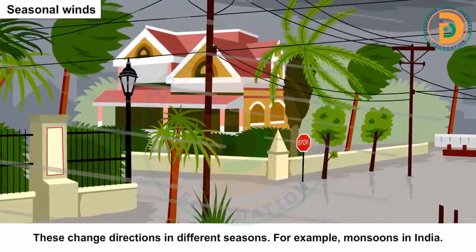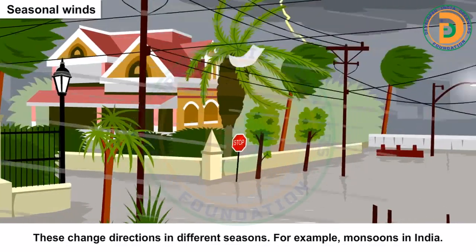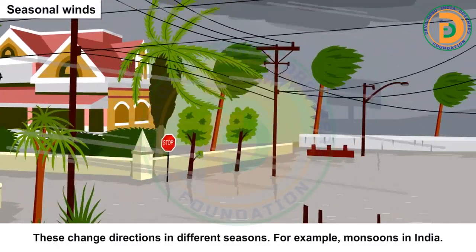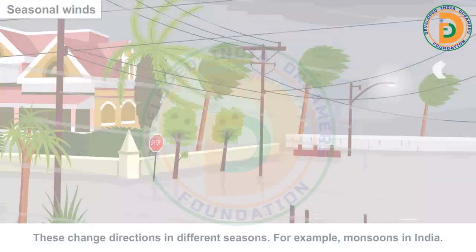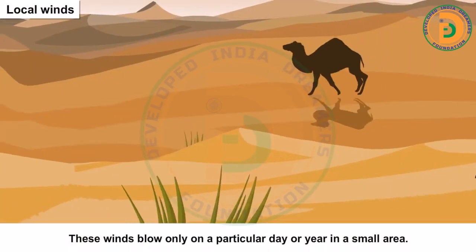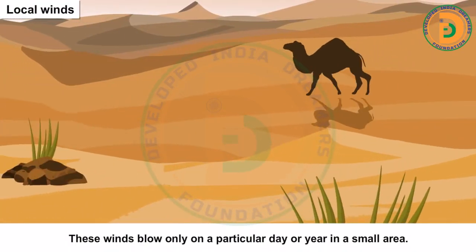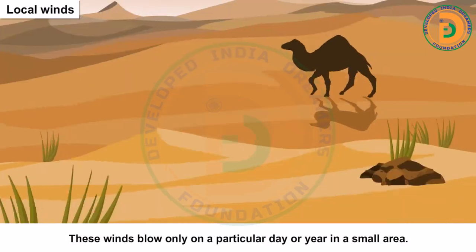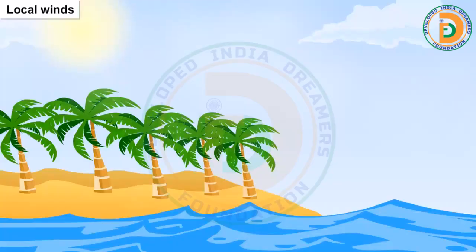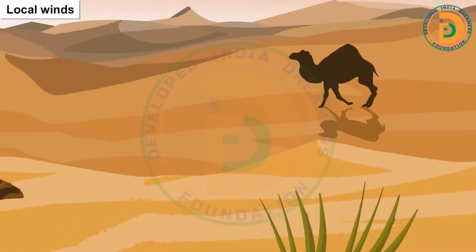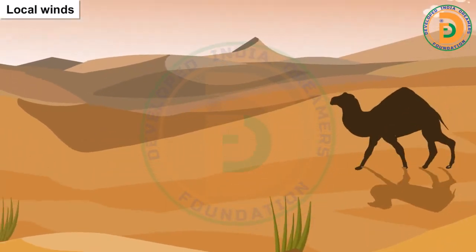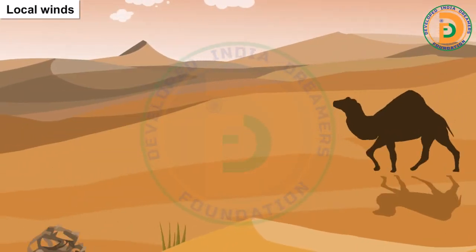Seasonal winds. These change directions in different seasons. For example, monsoons in India. Local winds. These winds blow only on a particular day or year in a small area. For example, a sea breeze or the hot and dry winds called Lu in the northern plains of India.